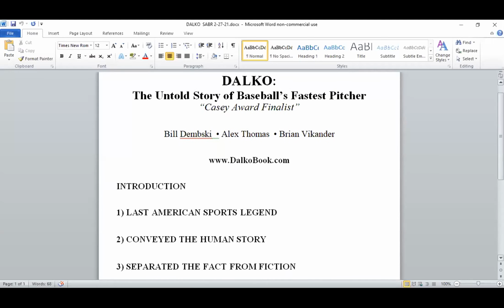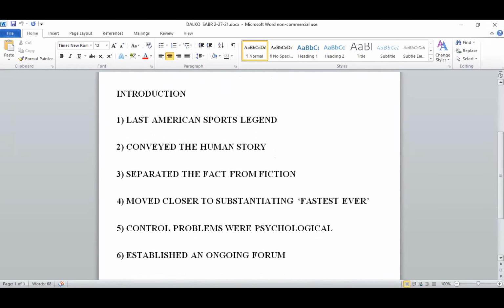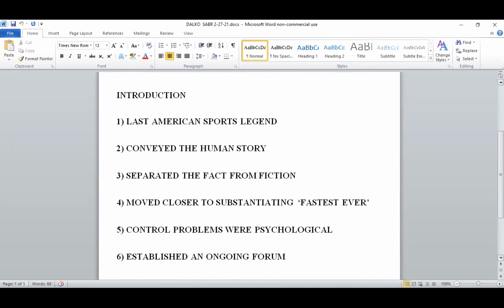The final thing is looking at something that did not ever have the publicity that many great sports legends have, a Mickey Mantle, a DiMaggio, a Koufax. It's easy to access information about these people, but not so easy about a minor leaguer, a career minor leaguer like Dalko. So we have established an ongoing forum at dalkobook.com where we continue to get new information every single day about people who saw Dalkowski throw. First of all, I want to run through a few things that help exemplify what this character was really like.